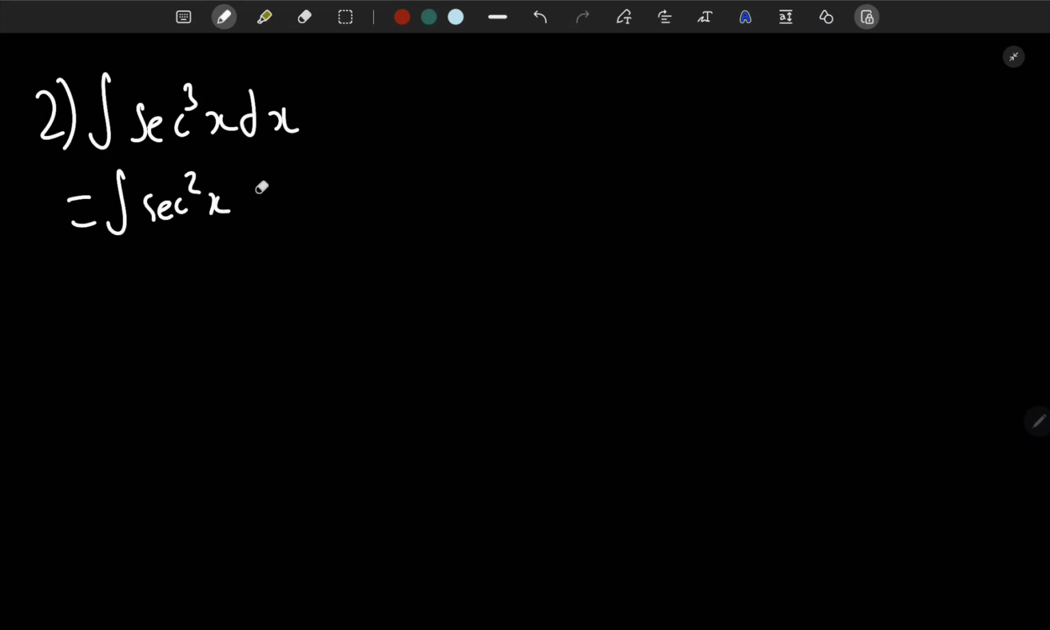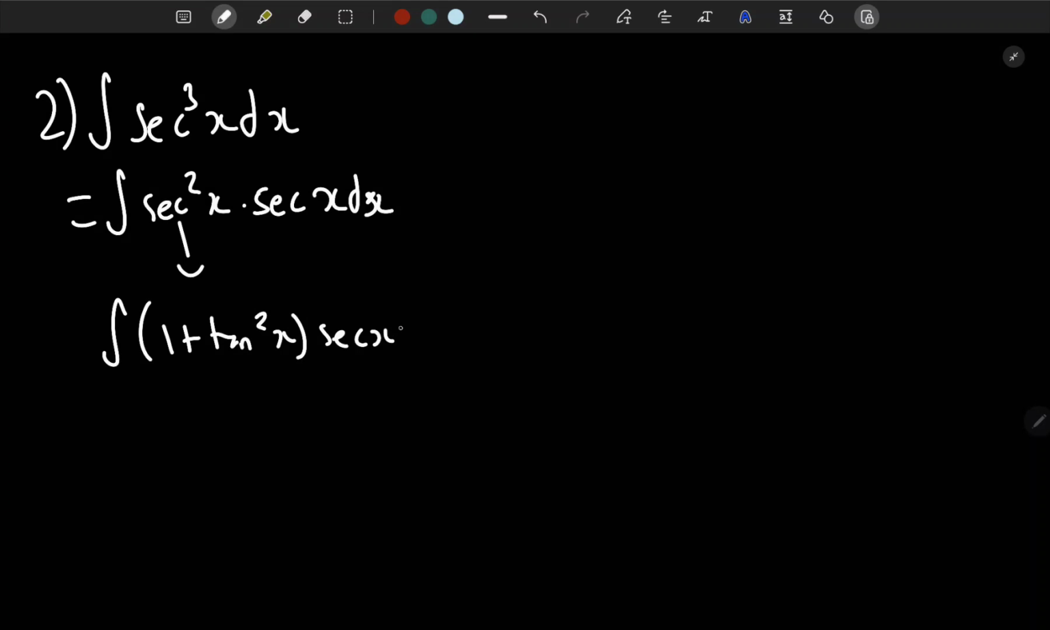Let's move on to the next question now. Question 2, integration of secant cube x dx. Now this question is a bit more challenging than the last question, and here again let's split it in two parts and try to bring tan somehow. So let's do secant squared x times secant x dx. Now we can replace this part with 1 plus tan squared x, so this becomes 1 plus tan squared x, and there's a secant outside dx.